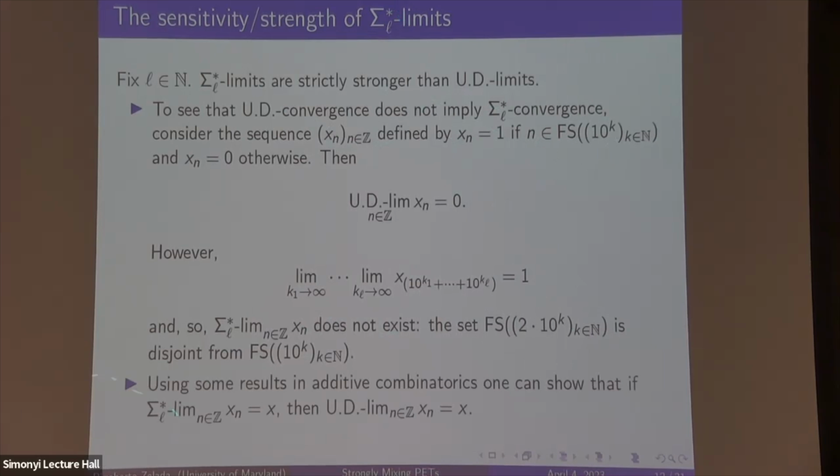Now, the other direction, I will just say that you have to use additive combinatorics and move on, okay? But the point is that sigma L star limits imply UV limits. But for any L? For any L, yeah. This L can be any L. Which result in additive combinatorics? Bergelson's intersectivity lemma or Poincare recurrence.